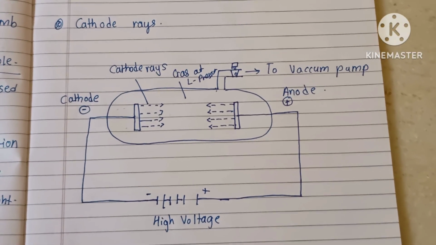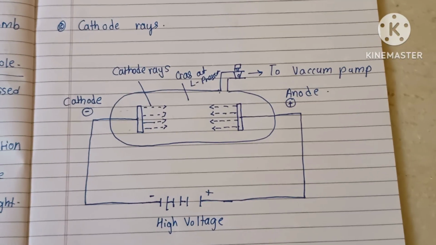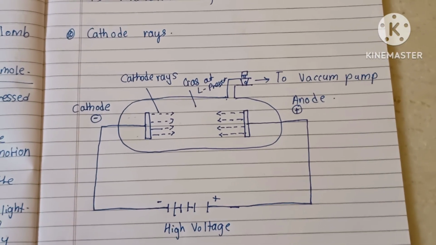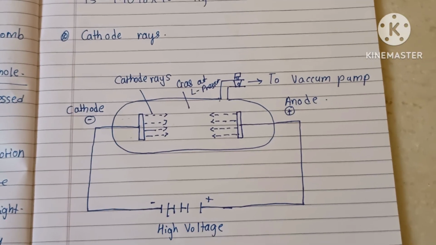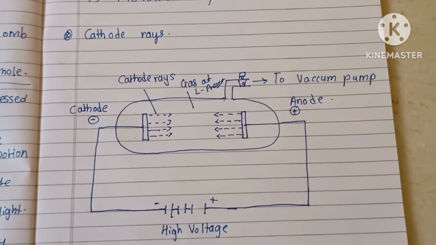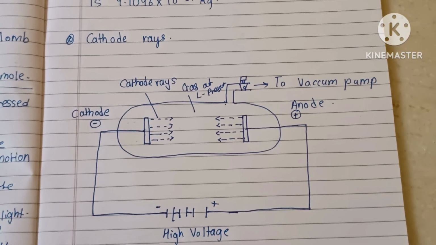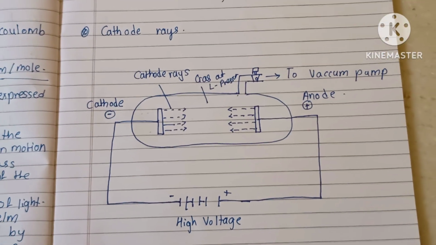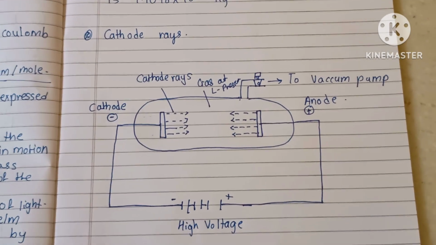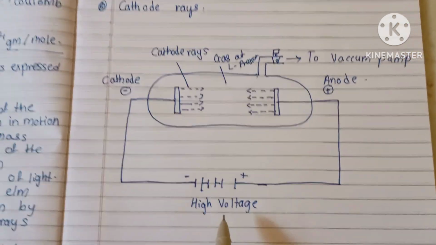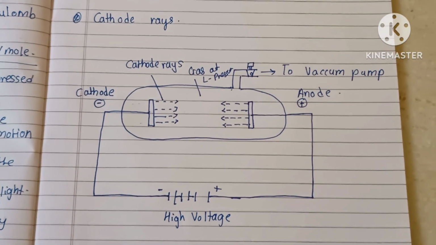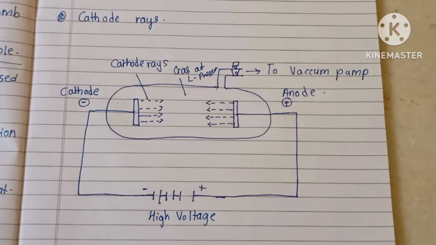When a high voltage of the order of 10,000 volts or more was applied across the electrodes, some sort of invisible rays moved from the negative electrode to the positive electrode. These rays are called cathode rays. Can you see your cathode rays? These are cathode rays. And here is 10,000 volts, which means it is almost high voltage. And this is formed as cathode rays.